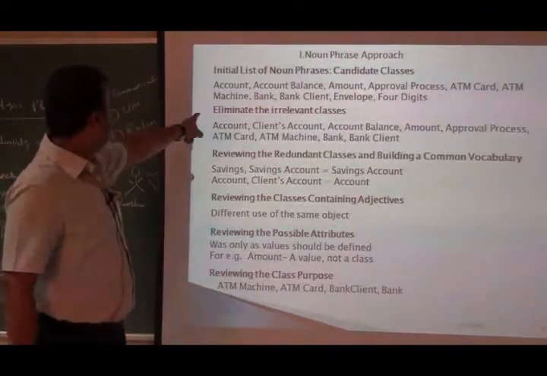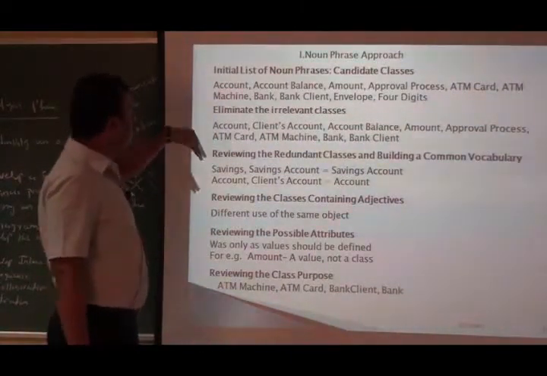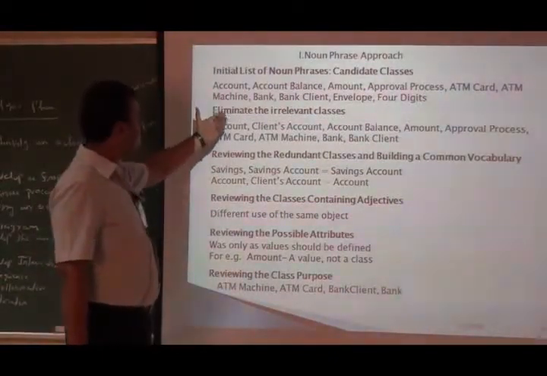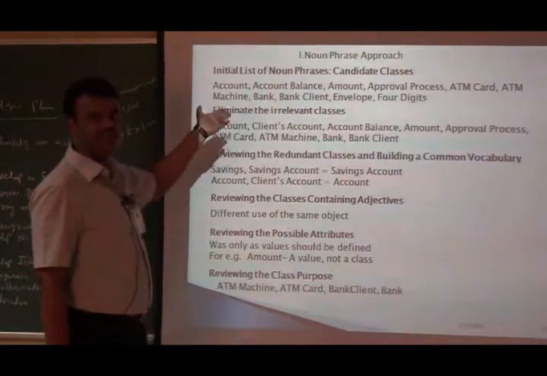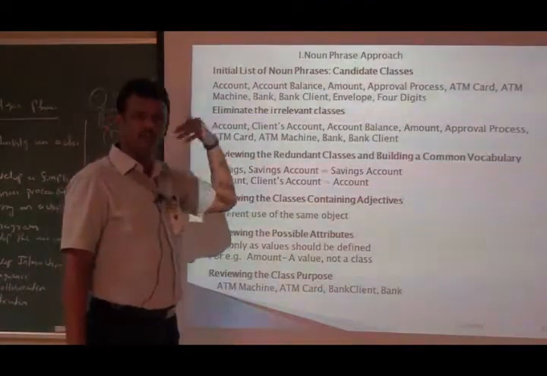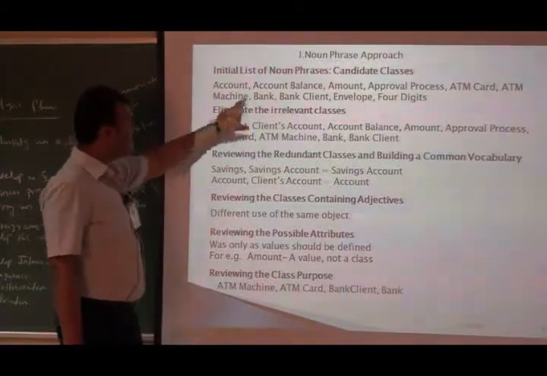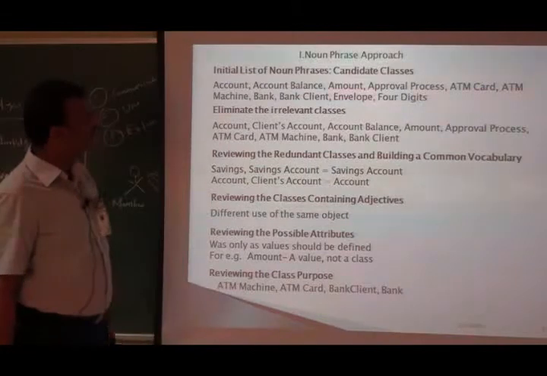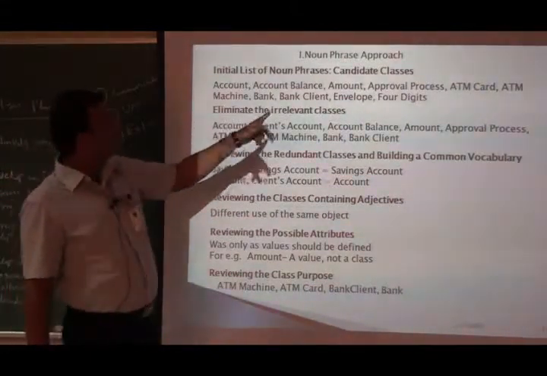What is the initial list of phrases? That is the candidate classes. We are going to find them based on the documentation. We are going to look for nouns and noun phrases in the documentation. These are the initial list of noun phrases, called the candidate classes: account balance, amount, approval process, ATM card, ATM machine, bank, backlight, envelope, 4-digit.